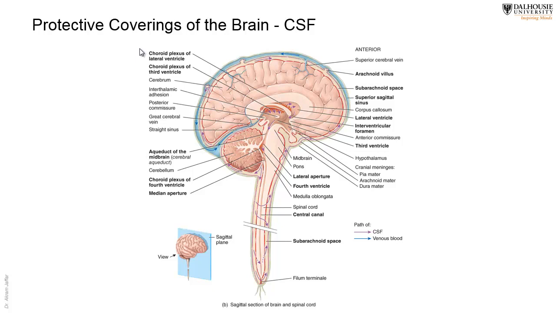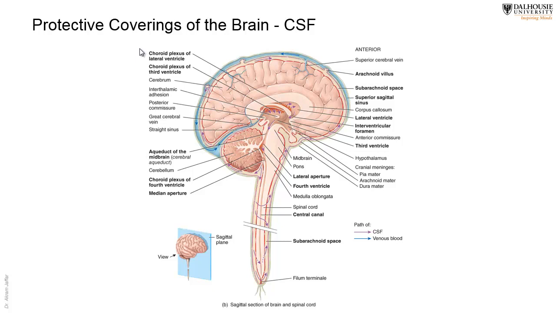So it provides protection and buoyancy for the central nervous system. We're going to talk about its formation and drainage. It circulates actually. It's not stagnant. It's always circulating. It's produced by arteries and drained by veins.